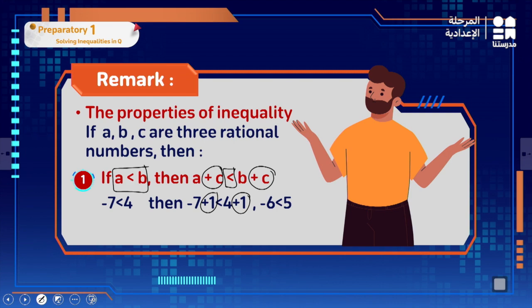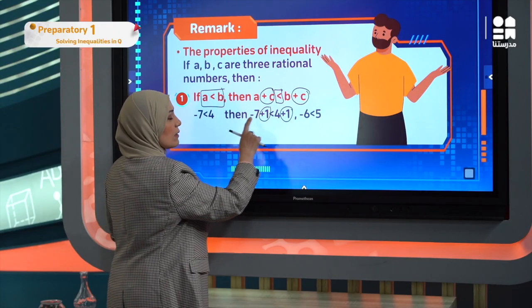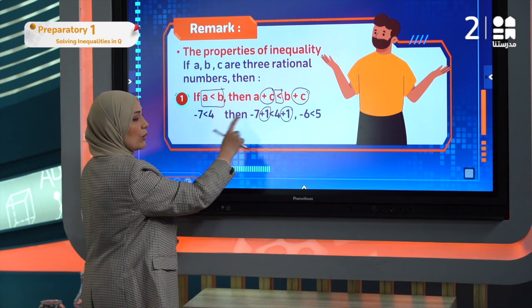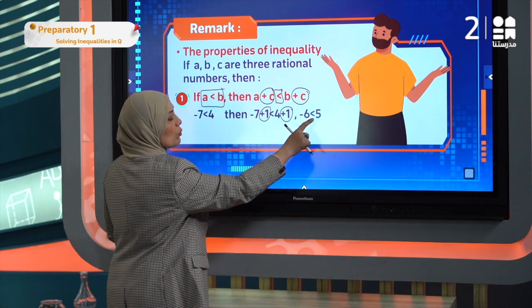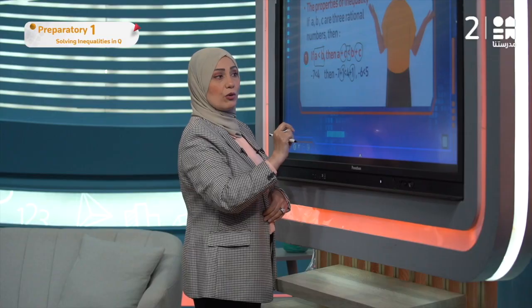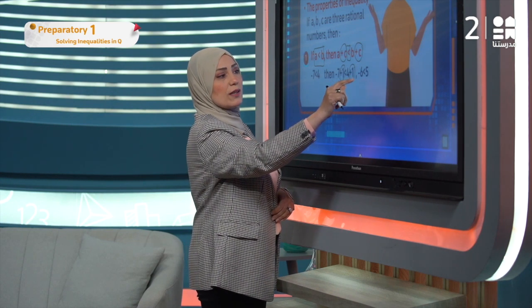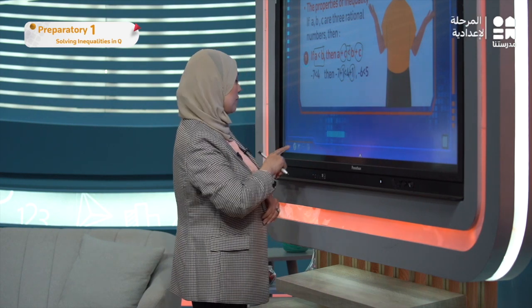So -7 plus 1 is -6, and the sign stays the same. And 4 plus 1 is 5, and it is correct. -6 is less than 5.